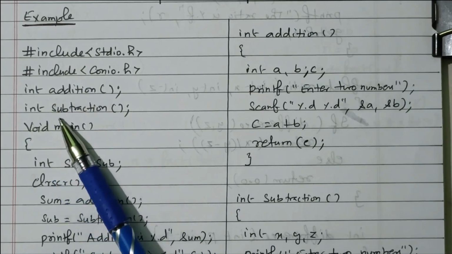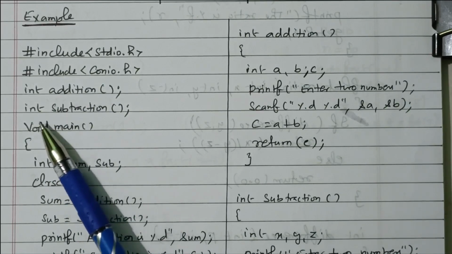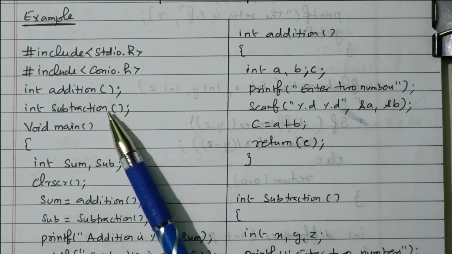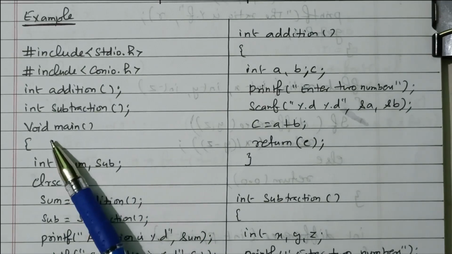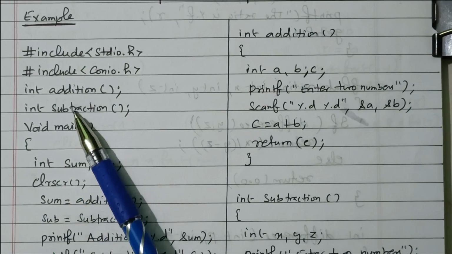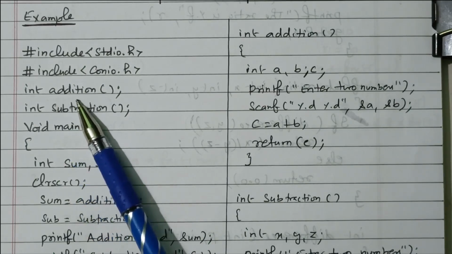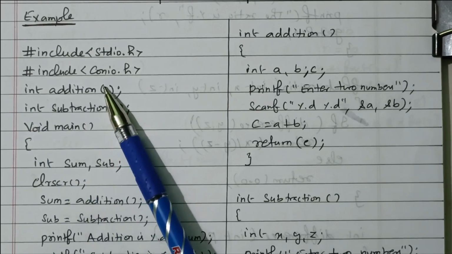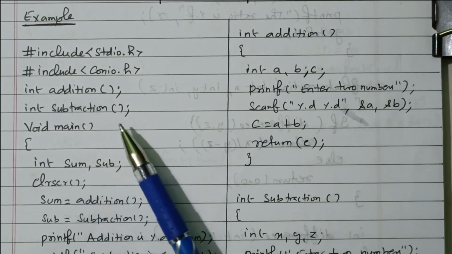Similarly, we are declaring one more function, subtraction. The return type is integer, and it does not have any arguments. So two functions are declared here before the main program. We are just telling the name of the function, what type of data it will return, and whether any arguments are there or not. If arguments are there, what is the type of data. These are all available in the function declaration.